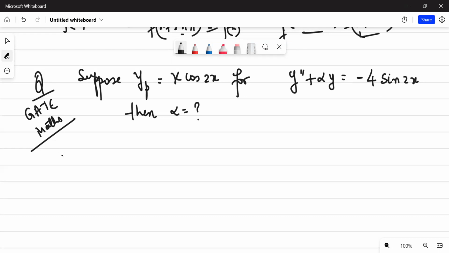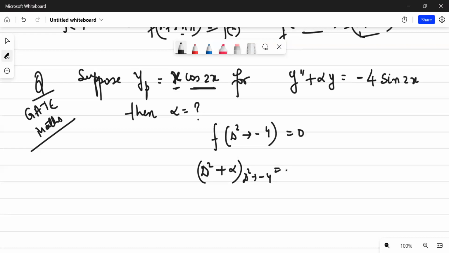It is very much clear that a term x is multiplied. You don't have to get into the details of this question, just understand that x is multiplied with cosine 2x. What does it imply? It implies your f of D square when replaced by minus 4 would have been 0. Only then something like this would have come. Is that clear? Yes, sir. Okay. It implies that D square plus alpha, when D square is replaced by minus 4, must be equal to 0. That implies your alpha should be equal to what? Done.